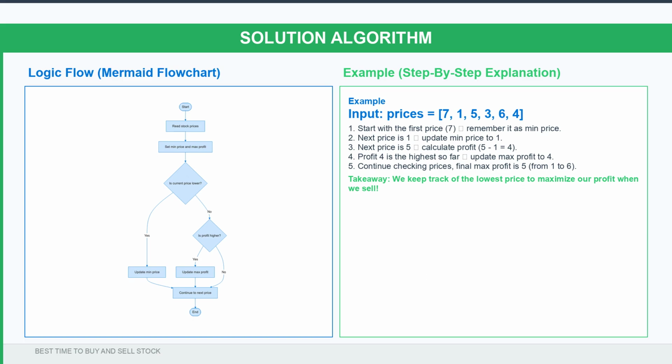Here is a simple Python implementation of this logic. def max_profit(prices): min_price = float('inf'), max_profit = 0. For price in prices: if price < min_price, min_price = price. potential_profit = price - min_price. If potential_profit > max_profit, max_profit = potential_profit. Return max_profit. By following these steps, we efficiently determine the maximum profit from the given stock prices.